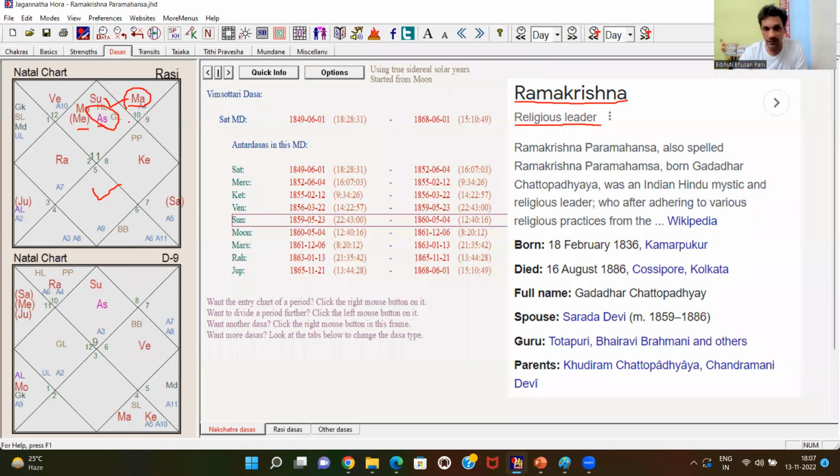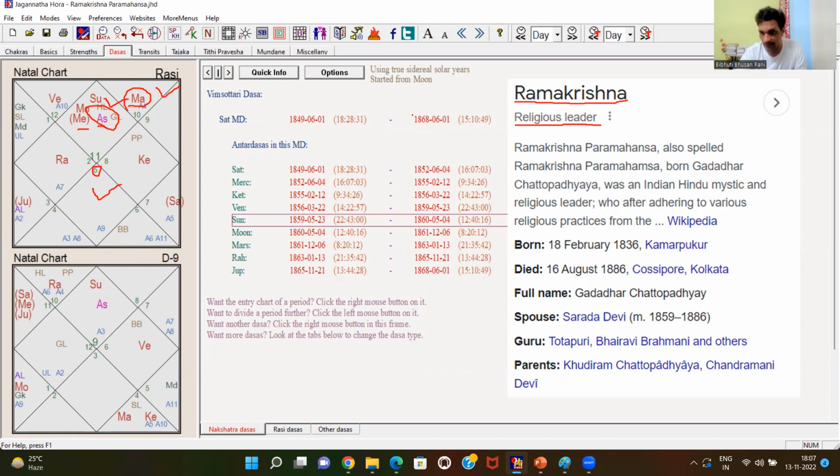The planet in the 12th house is Mars. So Mars can also give you marriage. The 5th Lord, Sun, also gives you marriage. So these are the few points in D1 we can take and say that this will give you marriage.